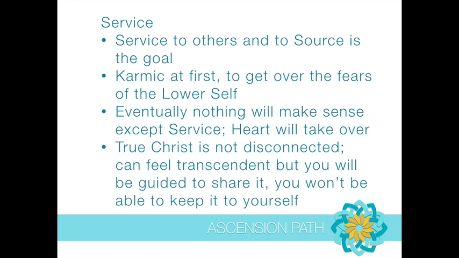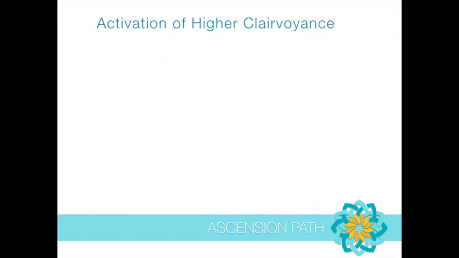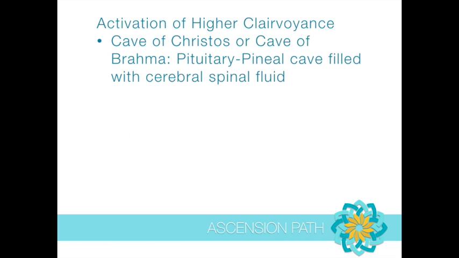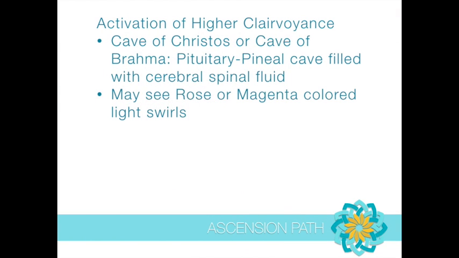Balance. It's beautiful. Okay, activation of higher clairvoyance comes into play at some point in your journey. The cave of Christos, which is this area, the third ventricle of the brain, it's also called the cave of Brahma, where the pituitary and the pineal connect. There's this cerebral spinal fluid that starts to activate. You might see a rose or a magenta colored light swirl during this phase, and it just means that your heart and your pineal and your pituitary and your crown are starting to connect in this beautiful, unique way.